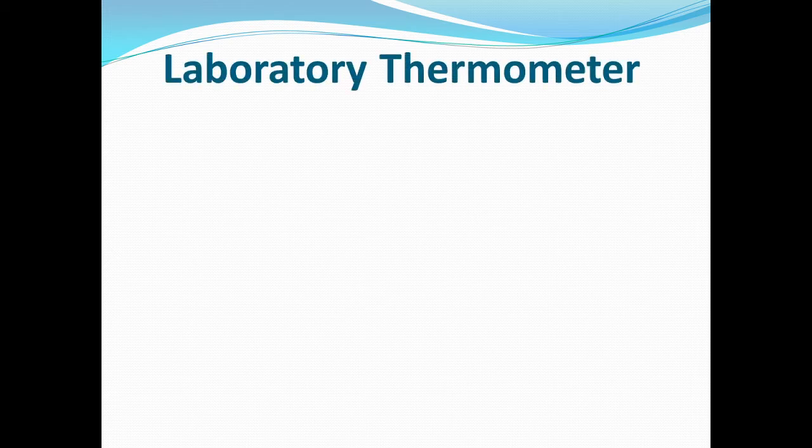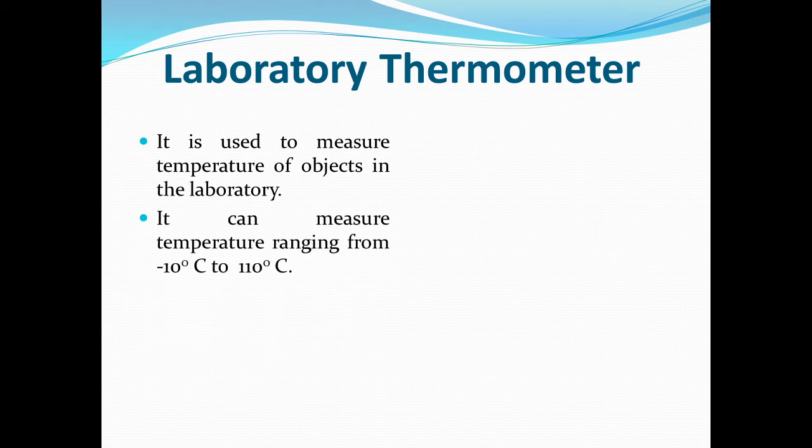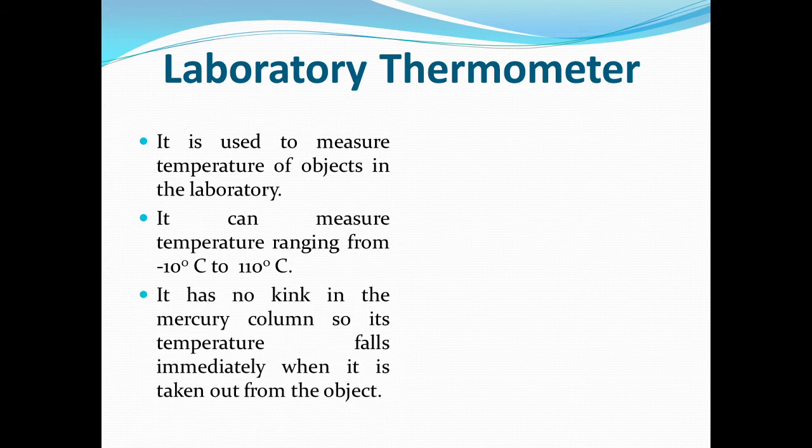Next type is the laboratory thermometer. A laboratory thermometer is used to measure the temperature of objects in the laboratory. It can measure temperature ranging from -10 degrees Celsius to 110 degrees Celsius. It has no kink in the mercury column, so its temperature falls immediately when it is taken out from the body or from the object, but this thermometer is used to find out the temperature of objects in the laboratory.